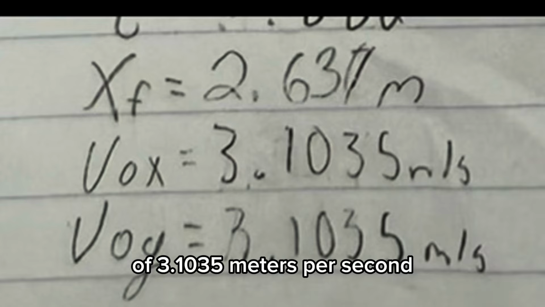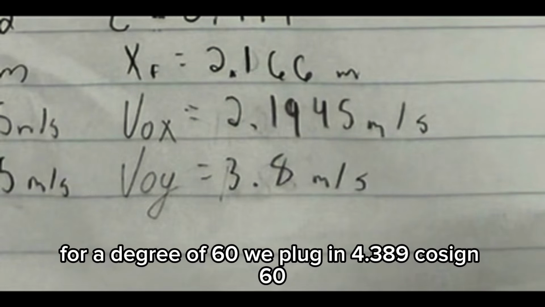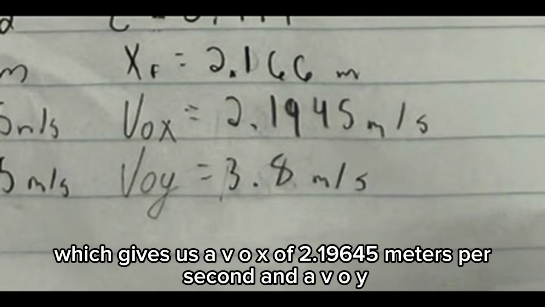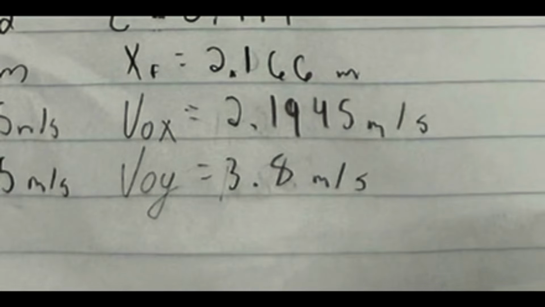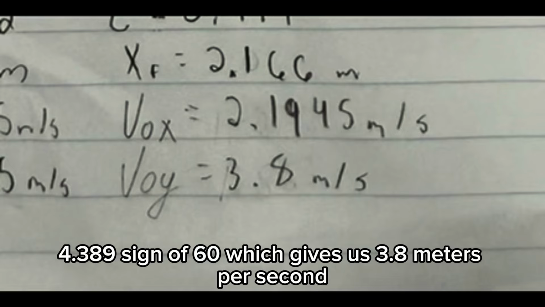3.1035 meters per second. For a degree of 60, we plug in 4.389 cosine 60, which gives us a V0X of 2.1945 meters per second, and a V0Y, 4.389 sine of 60, which gives us 3.8 meters per second.